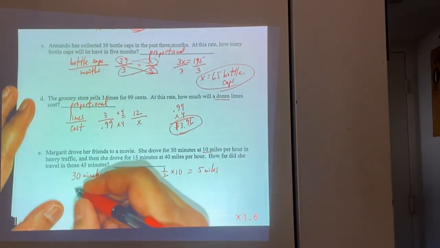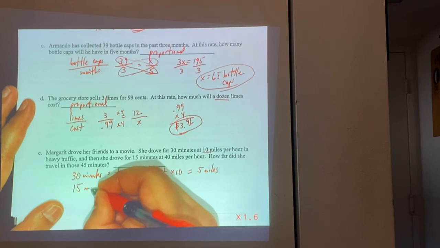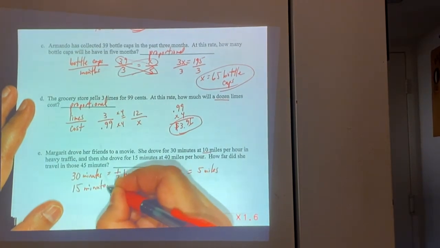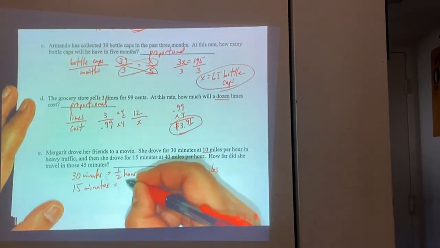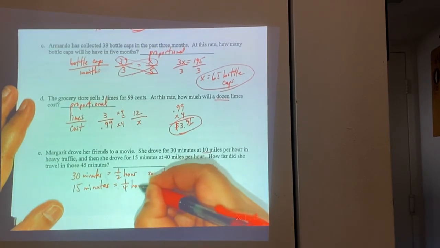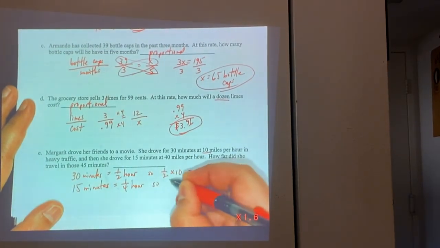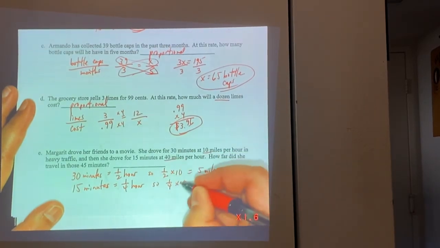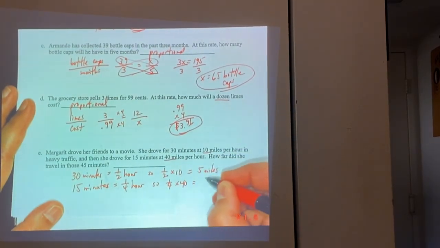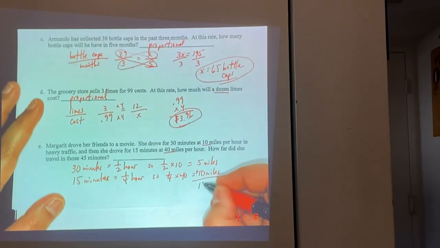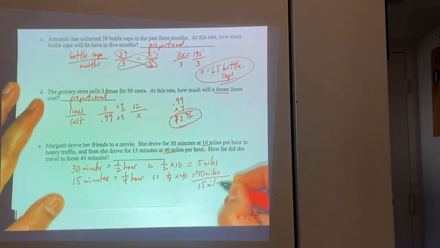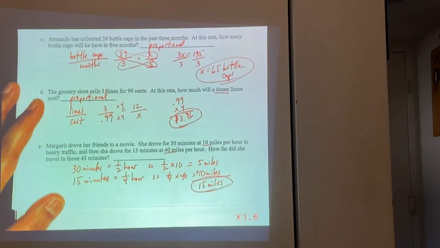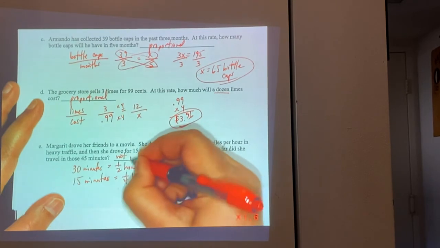Okay, and then 15 minutes equals 1/4 of an hour. So 1/4 times 40 miles equals 10 miles. If I add those two together, she went a whopping 15 miles in 45 minutes. Time to start crying. Okay, not proportional.